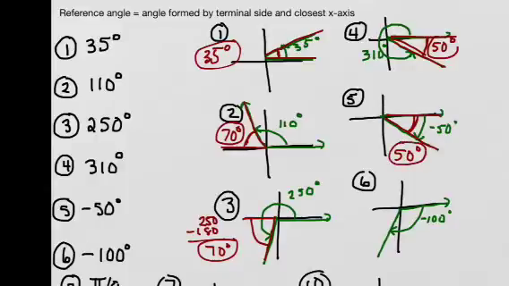Okay? And number 6, here's the terminal side right here. Here's the closest x-axis. So we're looking for this angle right here. So if it's negative 100 degrees from here to here, right? And I know that a half turn is 180. So if I traveled negative 100 degrees, how many more to get to negative 180? So that's 80 degrees more. So this angle is 80 degrees.